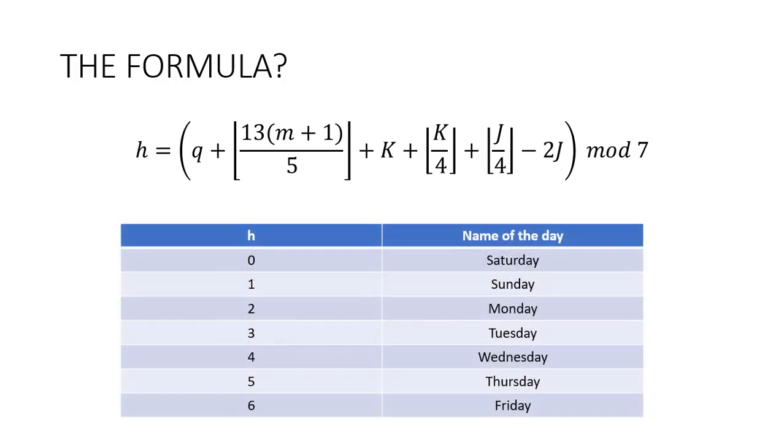So h will be a number between 0 and 6. After you calculate this expression, you will have a number between 0 and 6. If the result of this expression is 2, then you were born on Monday. If this expression is equal to 6, then you were born on Friday, and so on.